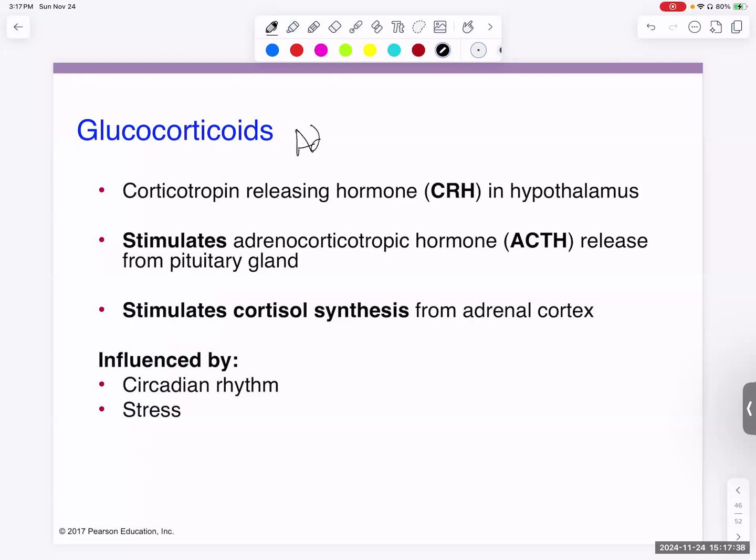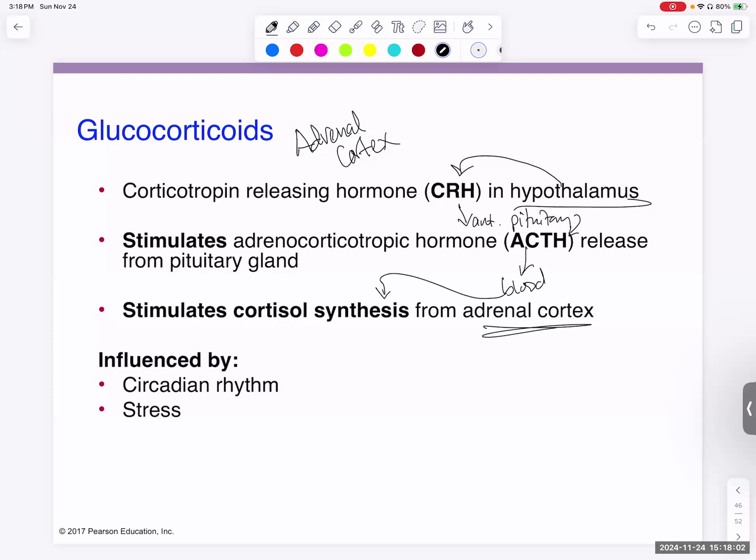Glucocorticoids, these are from the adrenal cortex. Same system: hypothalamus releases corticotropin releasing hormone, which goes to the anterior pituitary to release adrenocorticotropic hormone, which goes into the blood and targets the adrenal cortex to release cortisol. And this is influenced by circadian rhythms. Are you getting enough sleep?